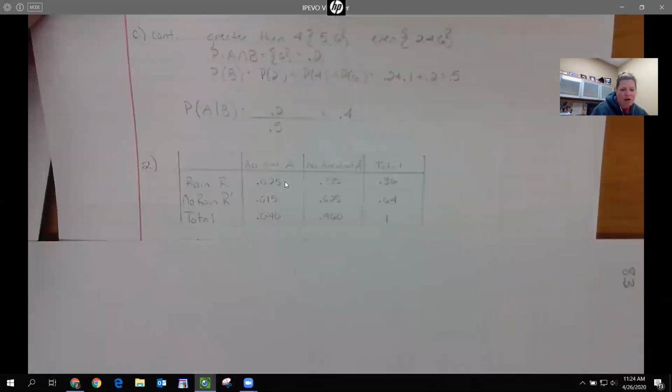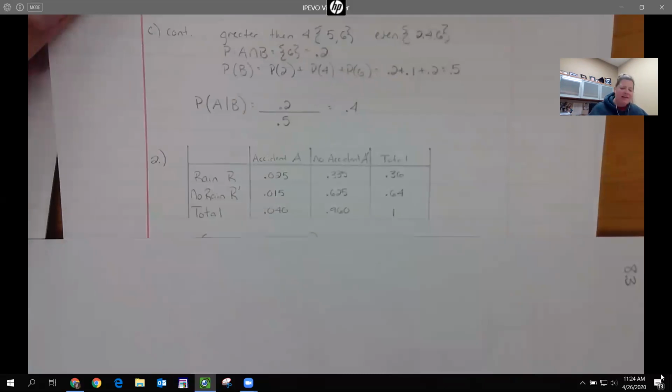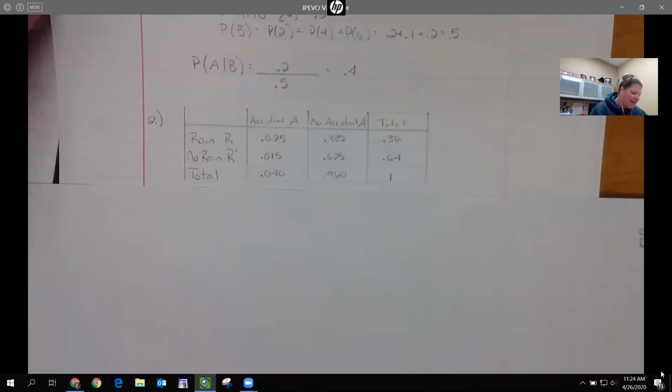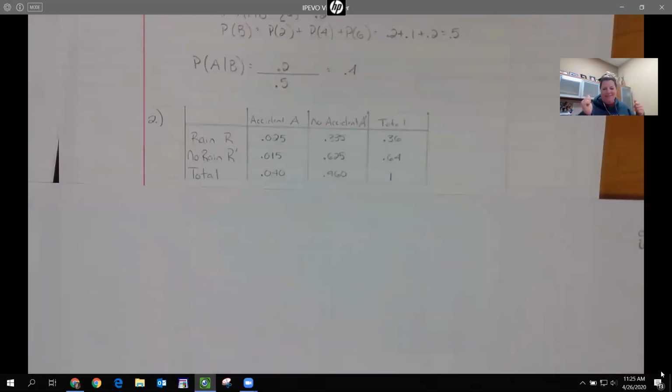Okay, so here's a chart. A lot of things are given to you in some kind of chart form. This is accident A, which is just A, the letter for accident. And then no accident is not A, so it has a little apostrophe on the top. And then you have your total.